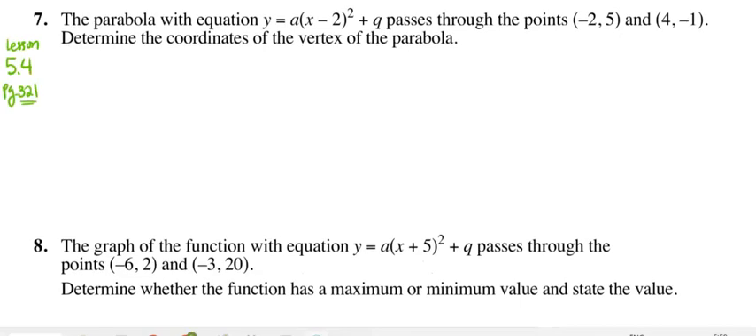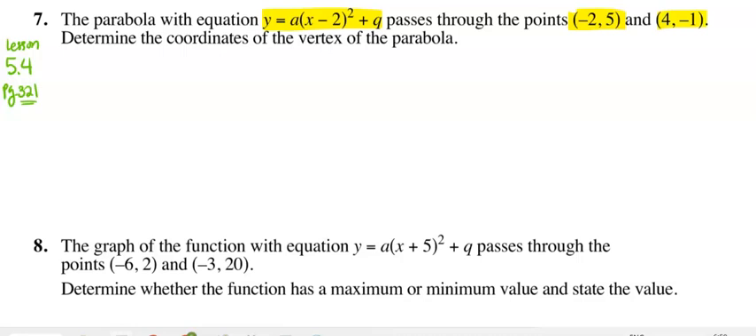Here are the solutions to question 7. We are given a parabola with the equation y is equal to a(x - 2)² + q, passing through 2 points, (-2, 5) and (4, -1).